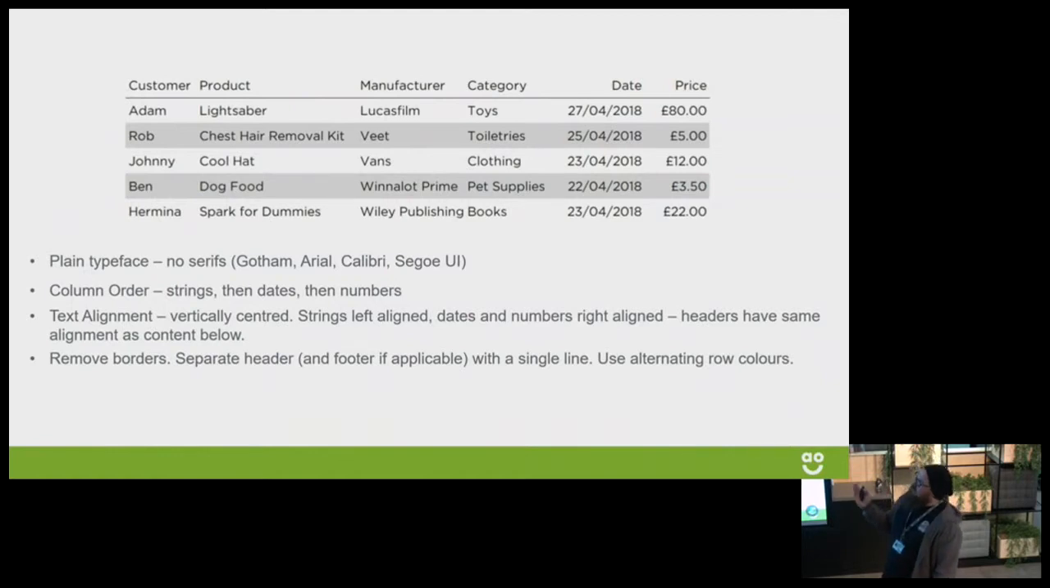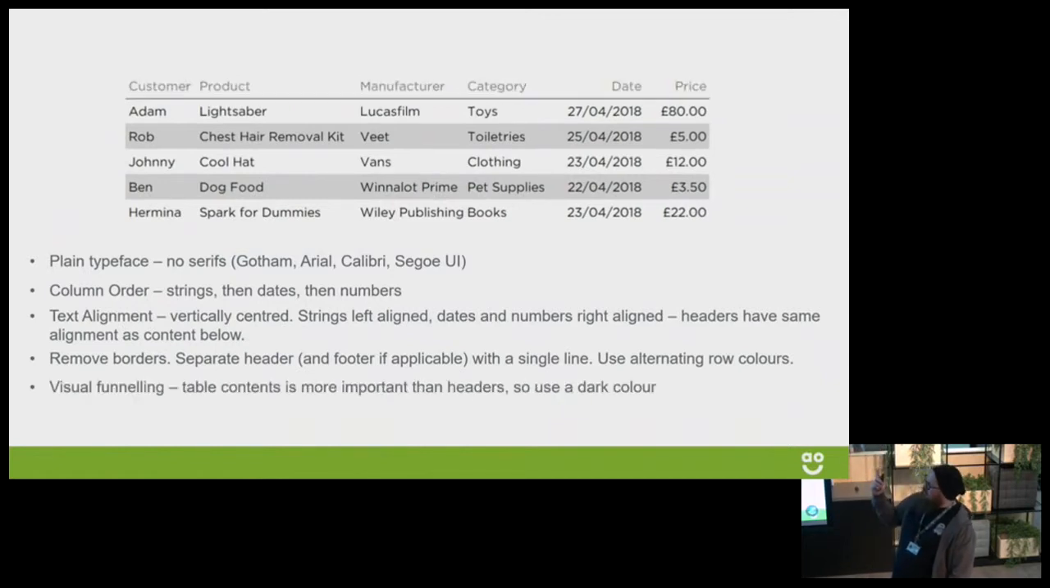So if you can imagine for a second, if we remove the headers from that table, you'd probably still be able to figure out what it was about. It's probably still fairly obvious that it's retail type data. Whereas if you were to remove the data and leave the headers alone, then it would be nonsensical. So the actual data in the table is more important than the headers. So to emphasize that, lighten the font at the top. So basically it visually funnels into the most important information in the visualization.